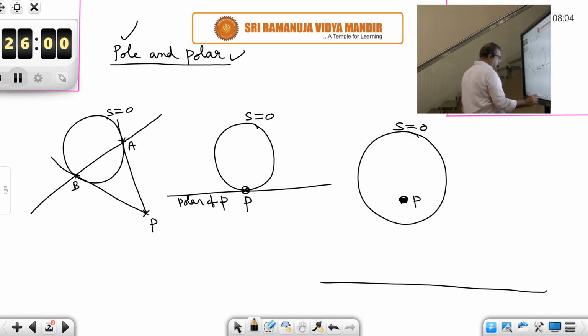If the point is outside the circle, because the chord of contact is the polar, polar meets the circle in 2 points.